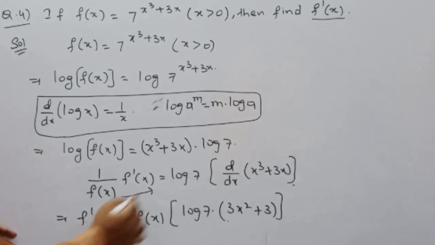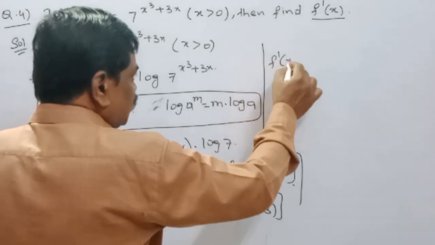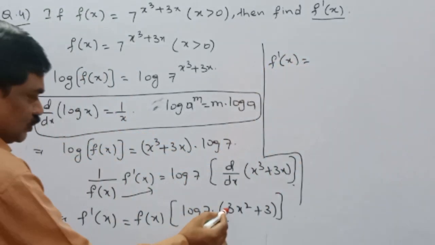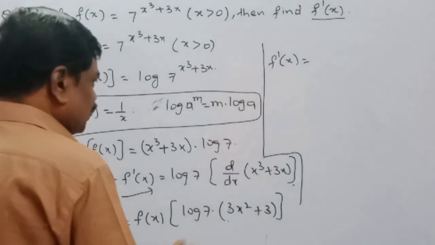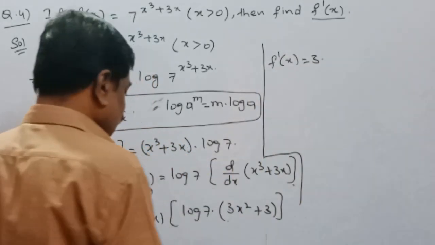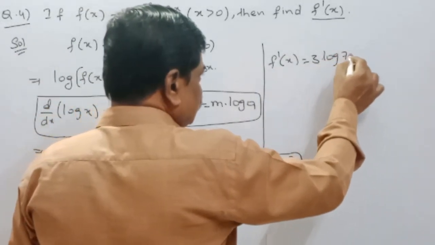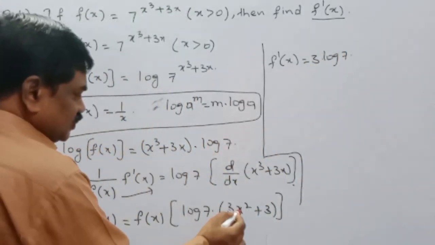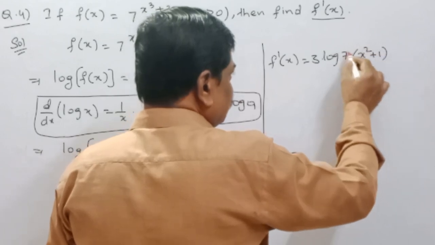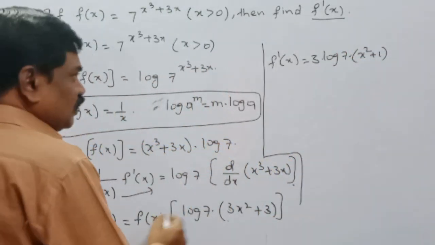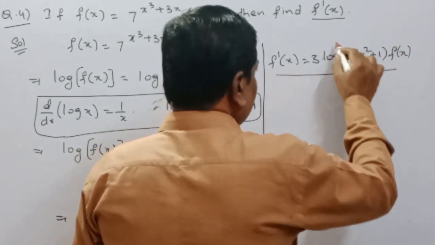So f dash of x is equal to, here 3 is the common, so you take 3 common. This is 3 into, and one more constant, log 7 is there, log 7 into x square plus 1, into f of x. This is the f dash of x.